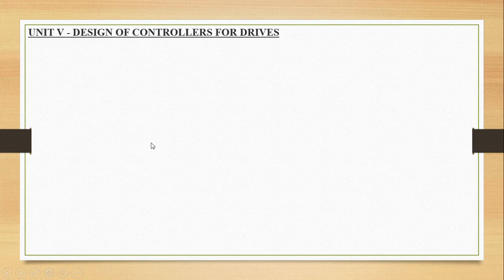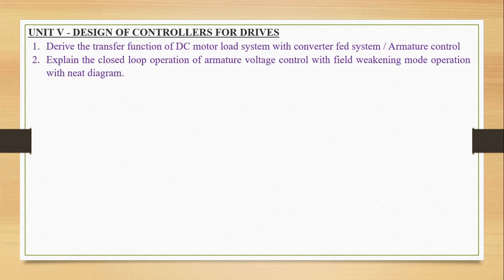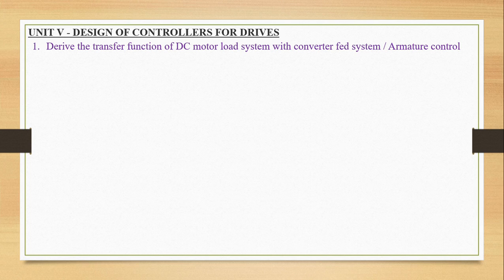Unit number 5, design of controllers for drive. Only 4 questions are considered for unit number 5. First question, derive the transfer function of DC motor load system with a converter fed system. Or it may be asked, derive the transfer function of DC motor for armature control method.